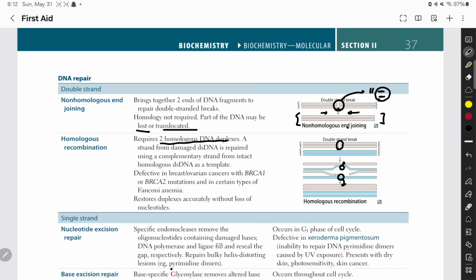a complementary strand. For homologous recombination, they ask where it is defective and where this DNA repair mechanism is used. It is specifically used by the BRCA1 and BRCA2 genes, among many other genes, and it is defective in people who have BRCA1 and BRCA2 mutations, such as those suffering from breast cancer or ovarian cancer. So if you have a BRCA1 or BRCA2 mutation, as well as certain types of Fanconi anemia, you would expect to have a defective homologous recombination mechanism.